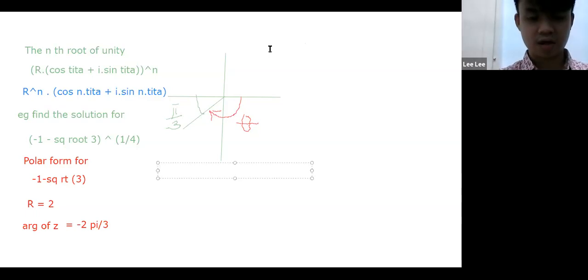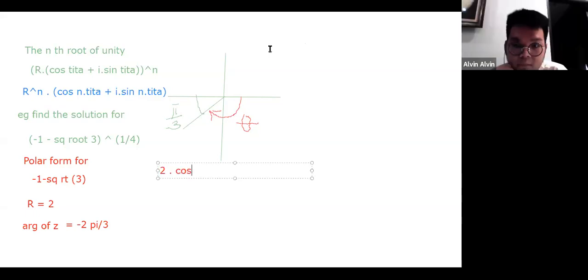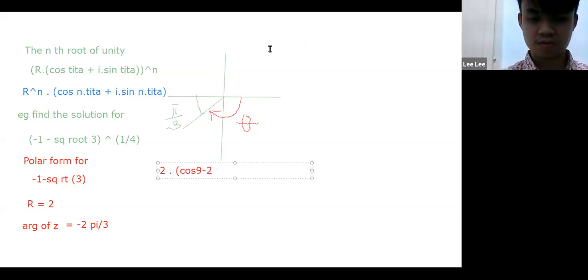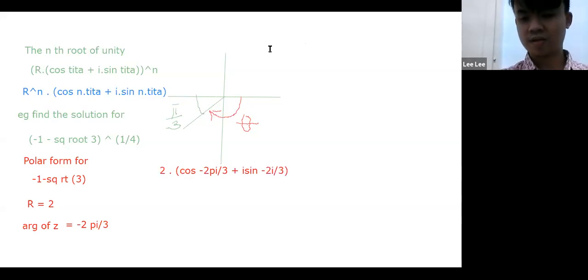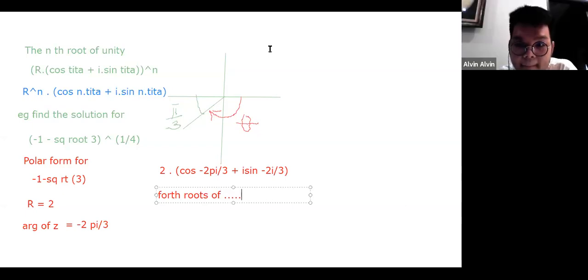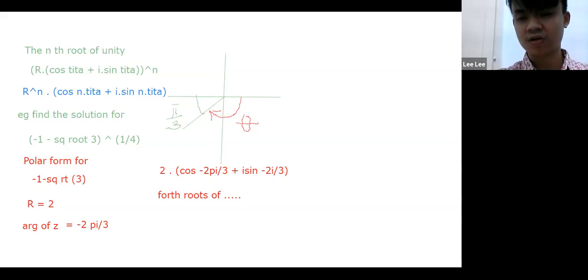Now you got 2 times cos negative 2 pi over 3 plus i times sine negative 2 pi over 3. But I haven't answered the question. The question asks you to find the fourth roots, so you just root the 2 by 4 also. So right now the answer would be 2 to the power of 1 over 4.